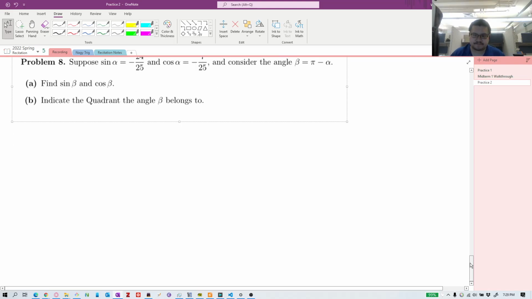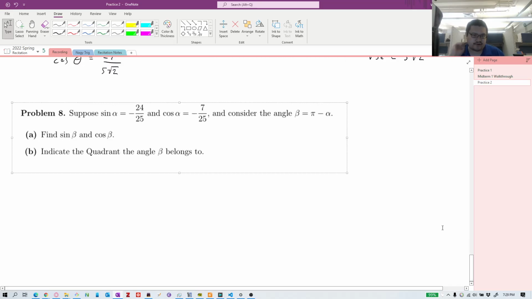Well, let's start by figuring out where alpha lives. So, both sine and cosine are negative. So if we come back to our little diagram of how sine and cosine work, it's like this. And so for sine and cosine to both be negative, that means that you've got to be in this quadrant, the third quadrant. Okay. So now we know where our angle is.